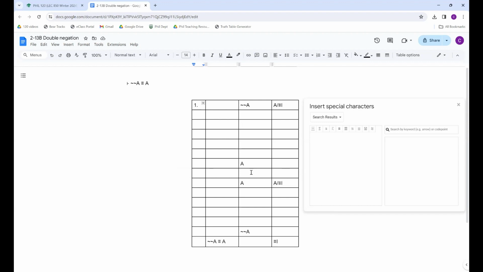Note that I left a blank line in between these because we've got two consecutive subderivations. We want to make sure there's a blank line in between them to make it clear that there are two of them. So in this first subderivation, our goal sentence is A.